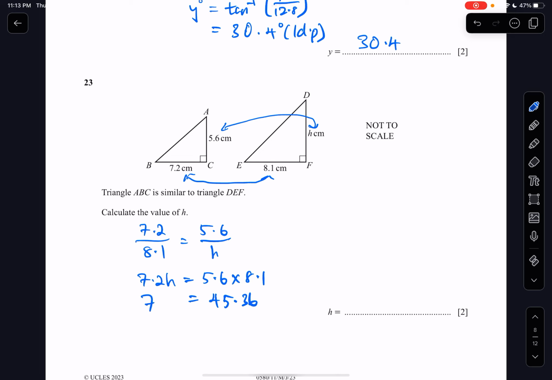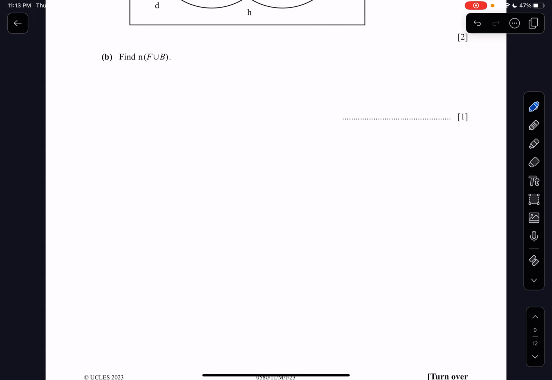45.36 divided by 7.2h. So now I have to divide by 7.2. So the answer will be 6.3. 6.3. All right, let's move on.